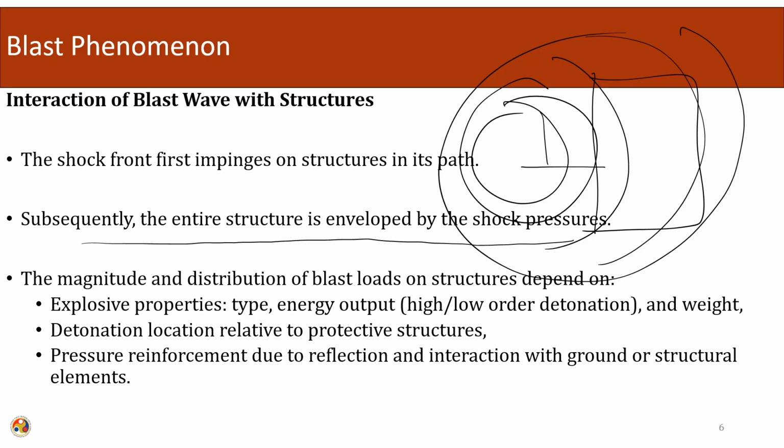The magnitude and distribution of blast load on the structure depends upon two properties. One is the explosive properties, like the type of charge, energy output, and weight of the charge. Then it also depends upon the detonation location relative to the protective structure, where the blast has occurred. What is the strength of the blast, that is how much charge is there and at what distance it has occurred from the structure.